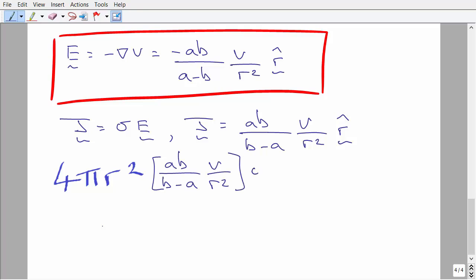We have to have a sigma, don't we? Sigma. All right, and of course the r squared in the area element cancels the r squared here, as it must, right? This result must be independent of r, otherwise we would have some serious trouble. We would have current being created or destroyed, and we wind up then with the following result.